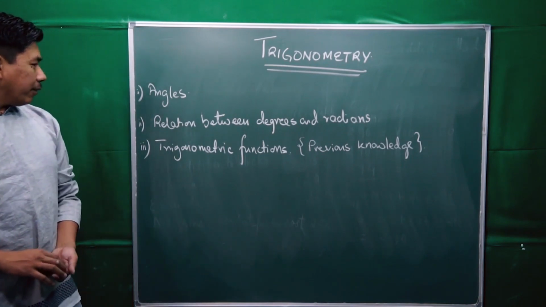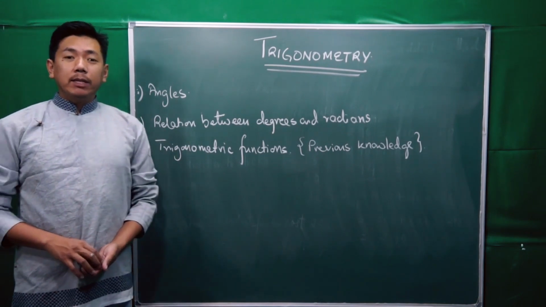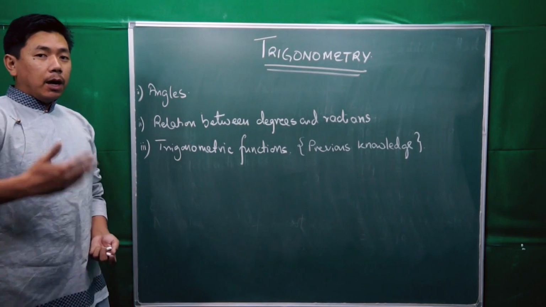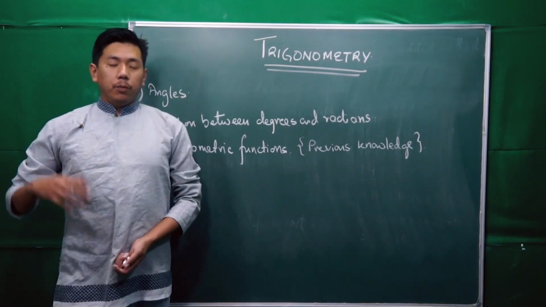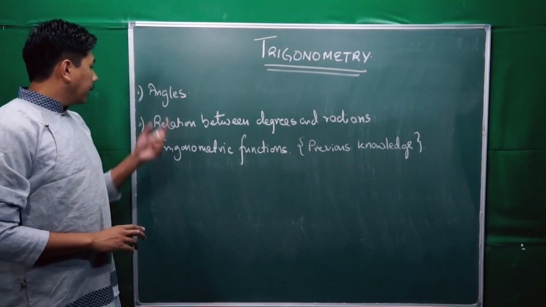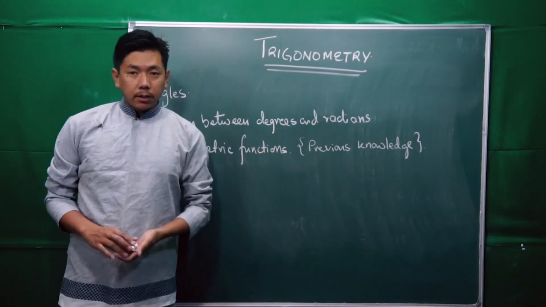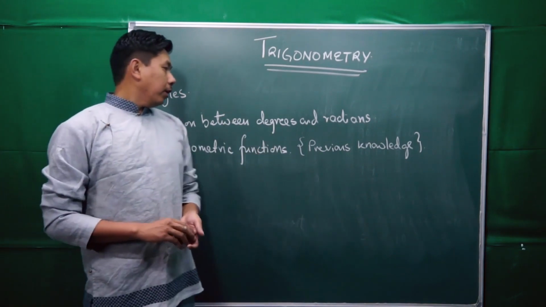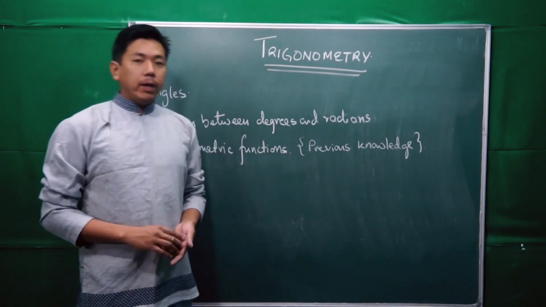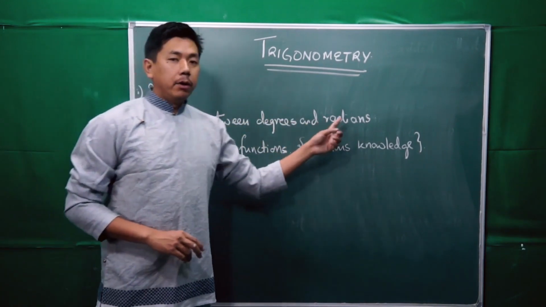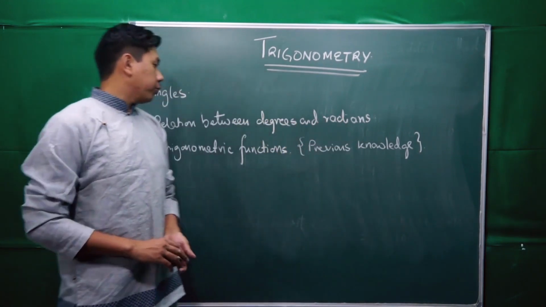Second, we're going to talk about the relation between degrees and radians. So up till now, what happened was we measured angles in the form of degrees. And moving forward, we'll be measuring angles in the form of radians. And what is it? We are going to talk about it.